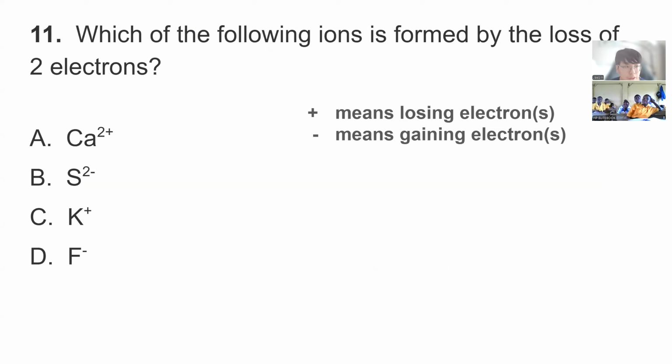Move on to question 11. Which of the following ions is formed by the loss of 2 electrons? So we are moving into questions about ions. And positive means losing electrons, and negative charge means gaining electrons. So which ion has lost 2 electrons? Does anyone want to answer this question?